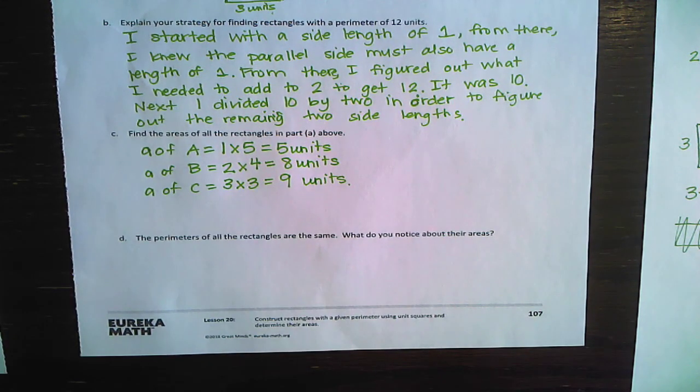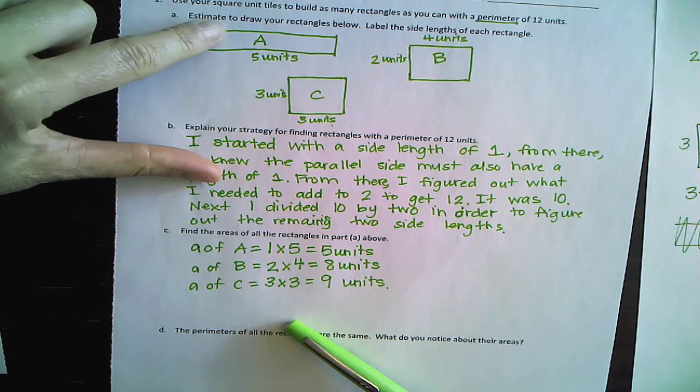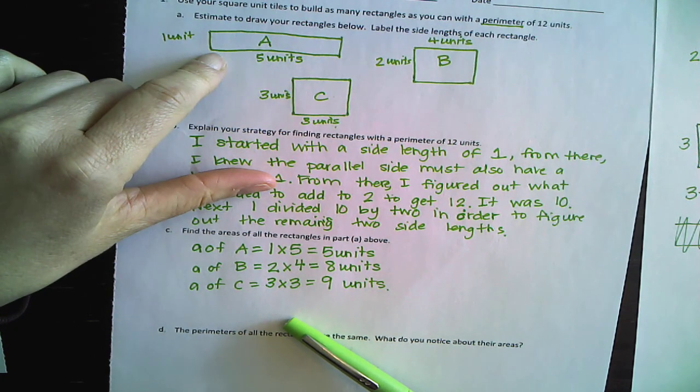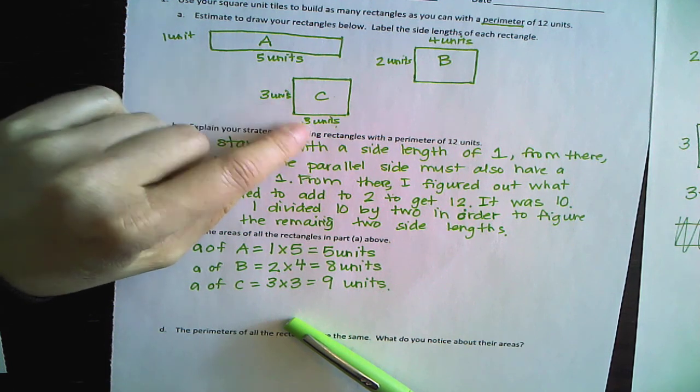Let's read D. It says, the perimeters of all the rectangles are the same. What do you notice about their areas? Are they the same? No, they are not. Do you know what I noticed? That this is kind of the opposite of perimeter. Remember yesterday when we were talking about perimeter, the bigger the difference in side lengths, the larger the perimeter. But in this case, the bigger the difference, the smaller the area.